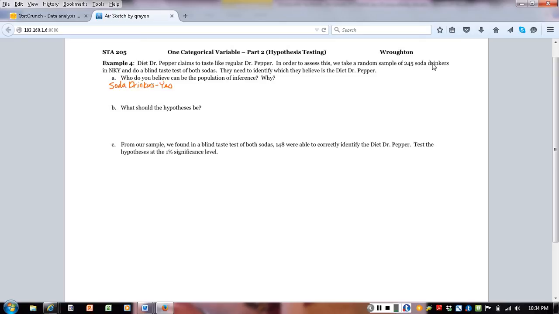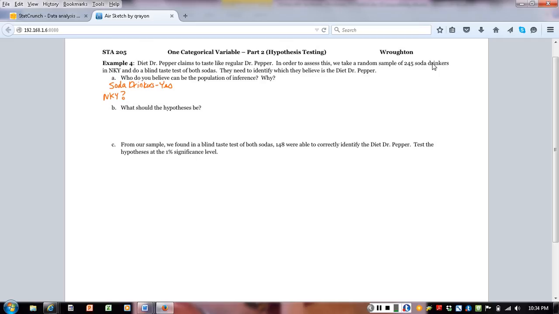So we need that part. What do you think about the northern Kentucky part? So how big can we get on northern Kentucky? Do you think northern Kentucky is much different than the rest of Kentucky on their ability to identify regular versus Diet Dr. Pepper? Okay, probably not all that different.